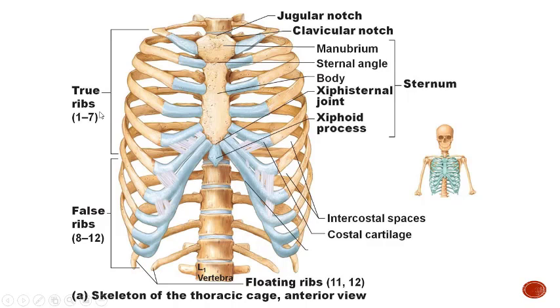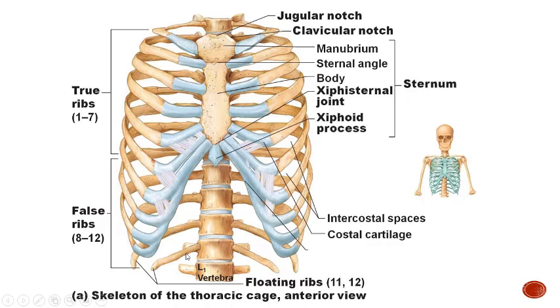So your true ribs are directly connected to your sternum. Your false ribs are indirectly connected. If you follow them, they're actually only attached by the costal cartilage. They don't directly attach to the sternum themselves. They connect to the rib above them with that costal cartilage. So your false ribs are 8 through 12. That's something that you guys are going to want to memorize, the true ribs and the false ribs.